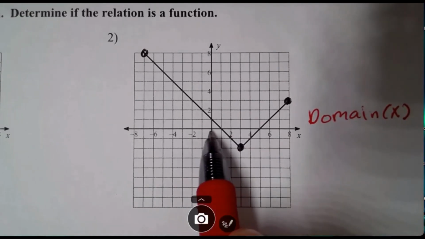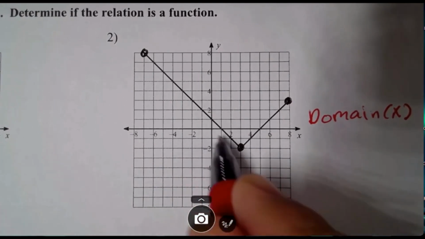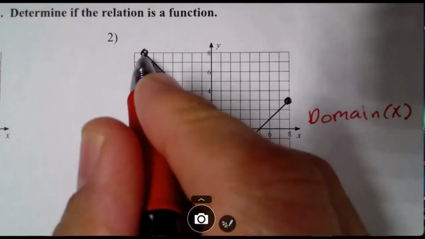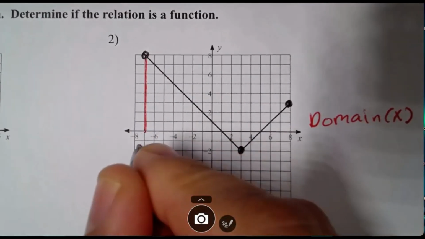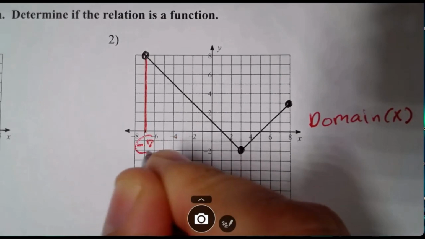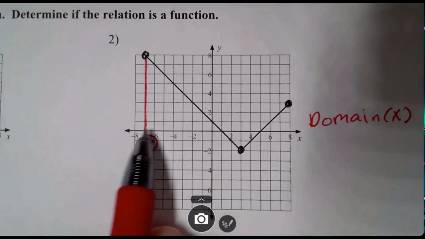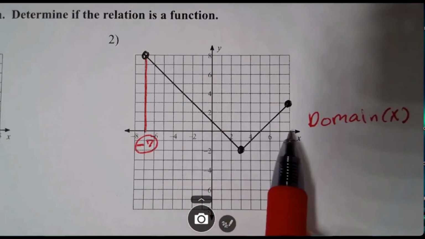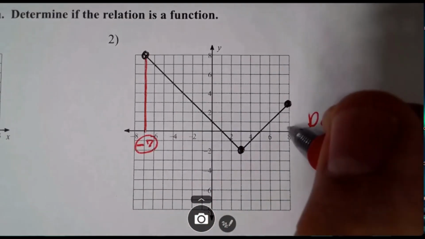And so I want to see how far does my graph go to the left and how far does it go to the right. Now if I'm going to the left, the furthest it goes to the left is this point right here at the open dot. And that value is -7. So the furthest I go left is -7. And the furthest I go to the right looks like +8. It lines up right there with +8.